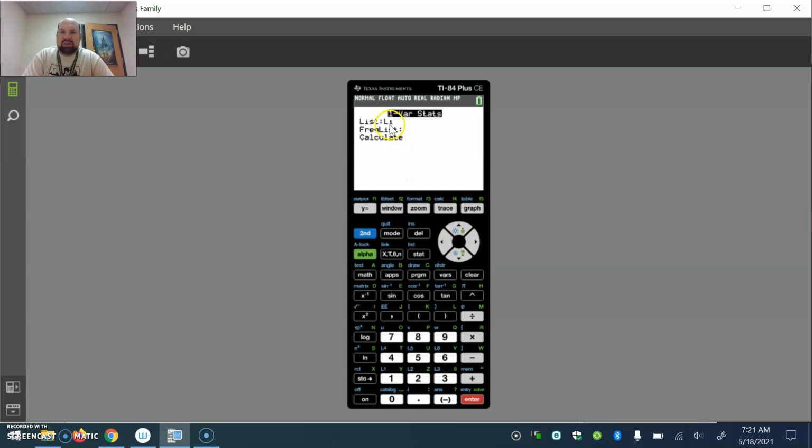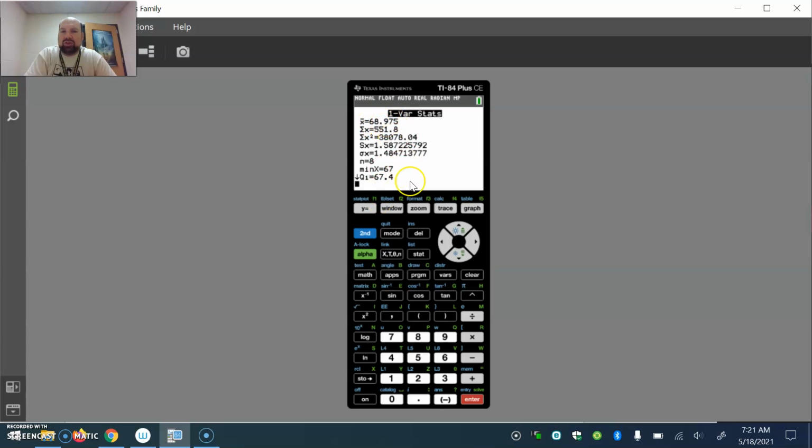All the stuff that we're using is list L1. If we were using one of the different lists, because you notice there was a bunch of other ones, we would need to change it. But since we're all set, I'm going to go ahead and calculate, and there you go. So this gives us the information.